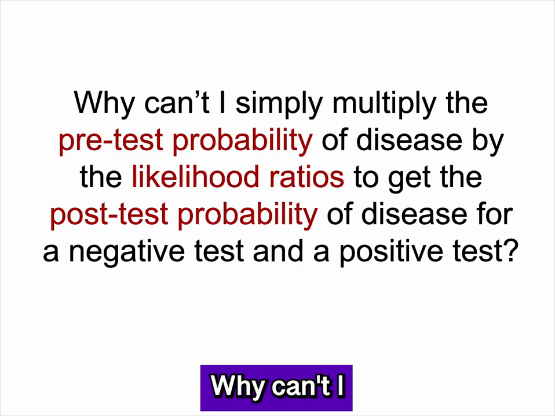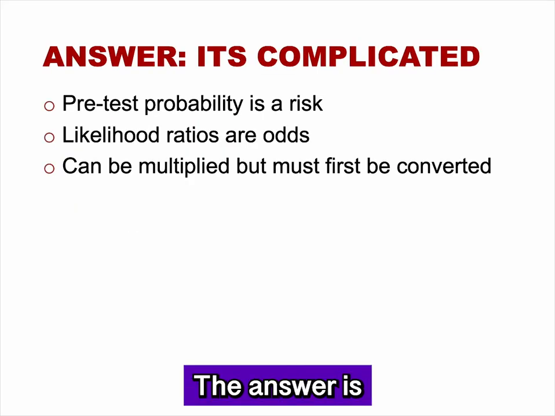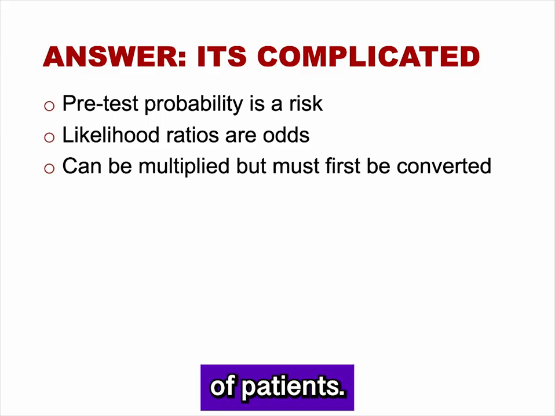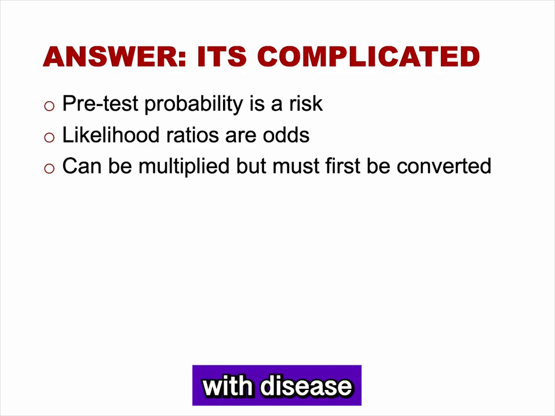Why can't I simply multiply the pretest probability of disease by the likelihood ratios to get the post-test probability of disease for a negative test and a positive test? The answer is that it is complicated. Pretest probability is a risk. It is the likelihood of disease out of the total number of patients. Likelihood ratios are odds. It is the likelihood of a given test result in those with disease divided by the likelihood of the same test result in those without disease. They can be multiplied but must first be converted.